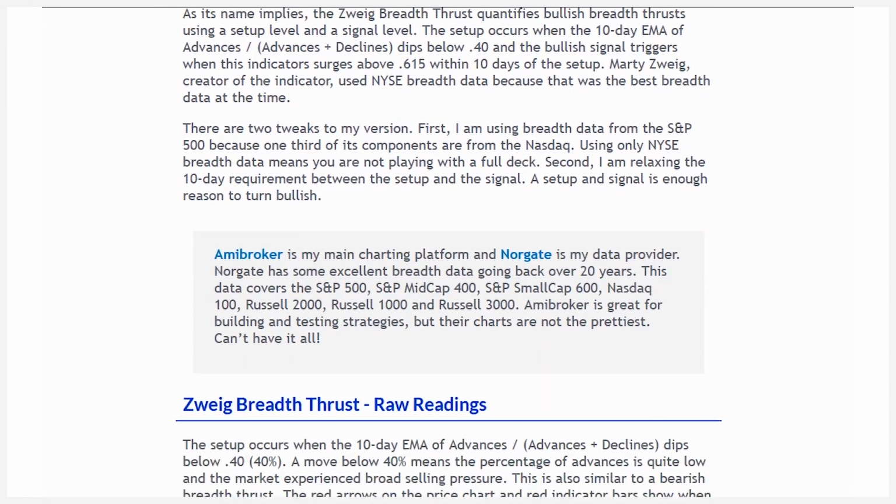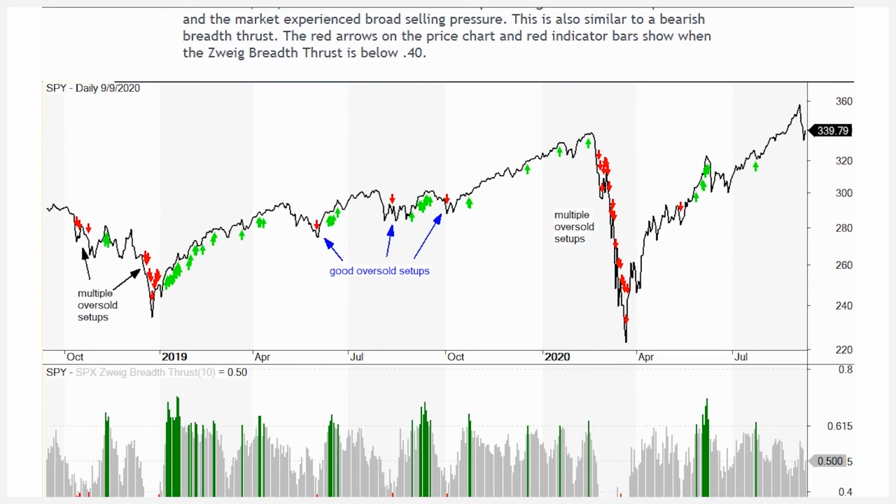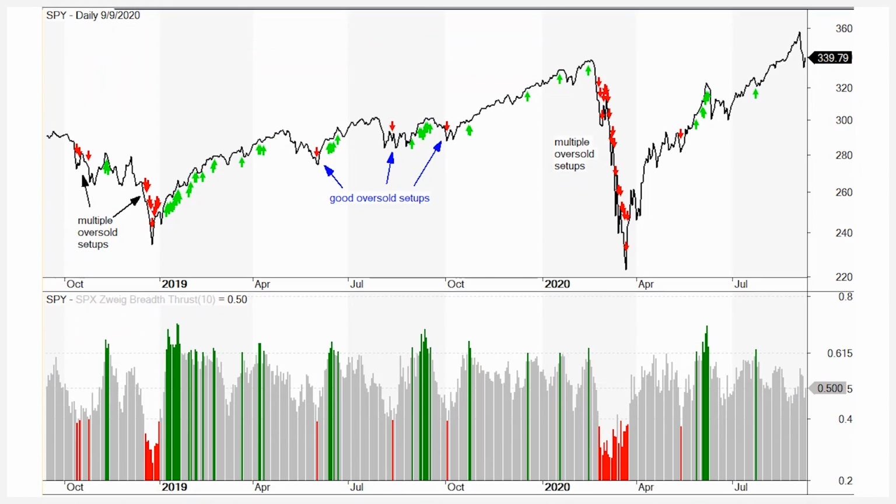So here's the article on the Zweig Breadth Thrust, and I basically outlined the signals here. It's a two-step signal. So first of all, you need to get below 0.40, and this is advances minus advances plus declines, a 10-day EMA of that. And Marty Zweig used NYSE data, but this is for data using just stocks in the S&P 500.